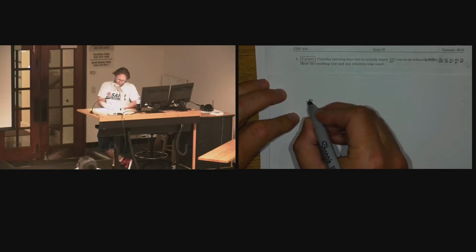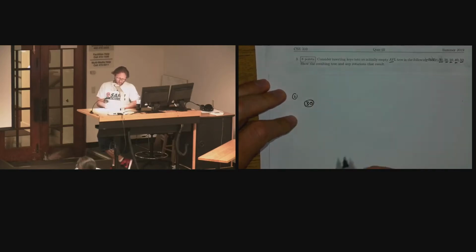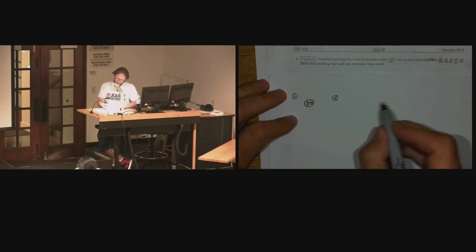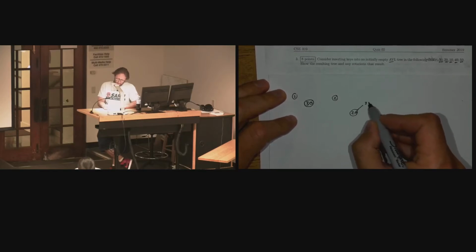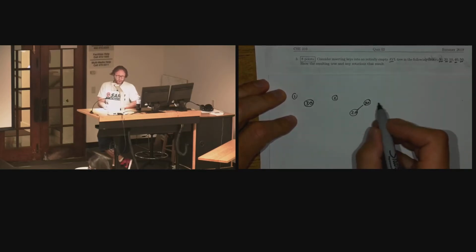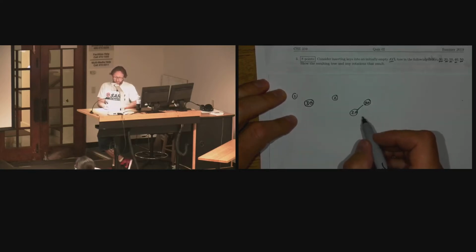So if I insert 30 into an initial tree, well, of course, if it's empty, then it's just one element. Likewise, in the second step here, when I insert 20, it's going to end up being the left child of 30. The balance factors here are going to be 0 and 0 minus 1, so negative 1. It's as balanced as it can be.